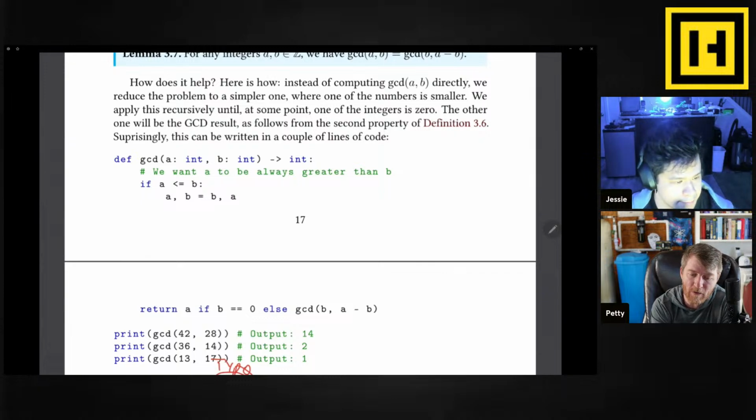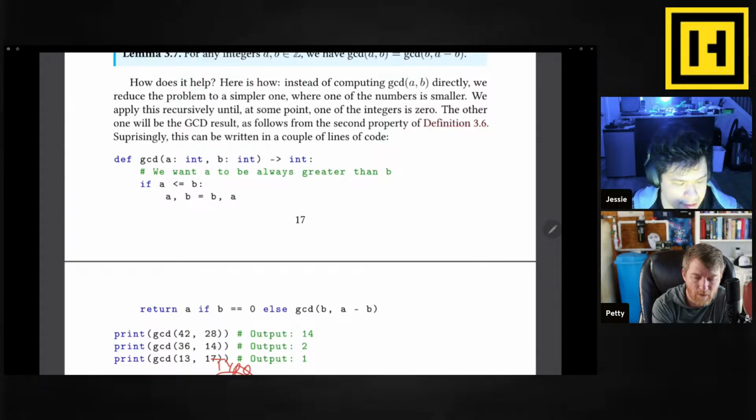So basically if A is less than B, we want to put the larger number first. We want to make sure that we're in descending order. So the first line makes sure these two numbers are in descending order. Then you subtract them so you end up with a positive number. And then when it hits 0, the remainder is essentially the GCD.